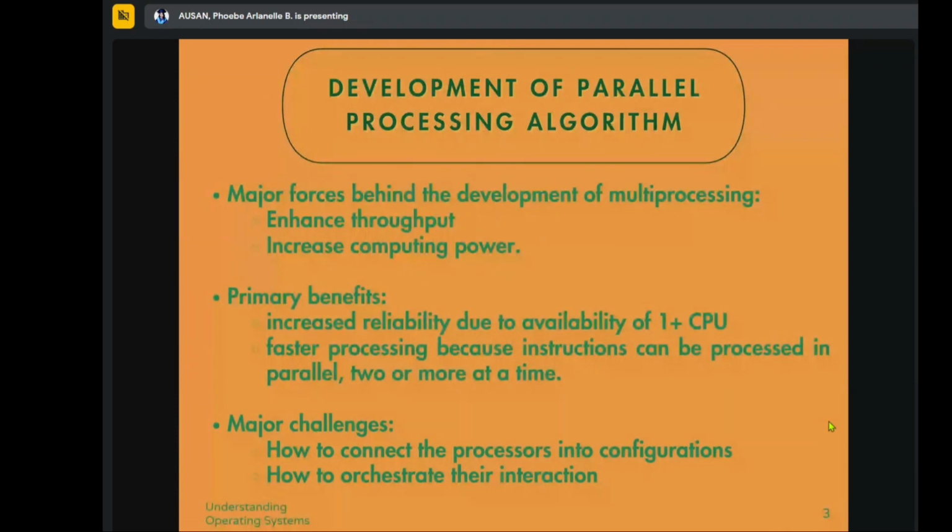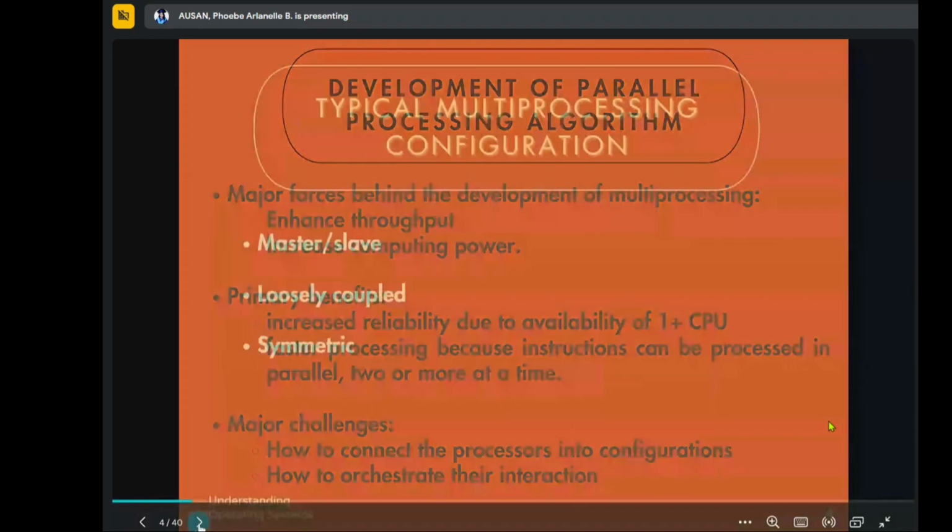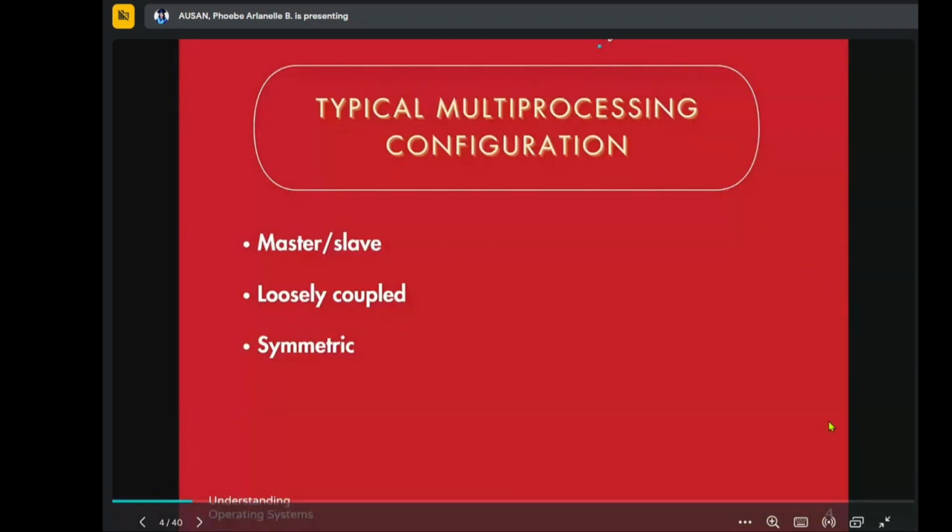Fabi Ausan will continue the discussion about parallel processing algorithms so that you understand more about our topic. Thank you. Thank you, Myrna. As you know from the earlier discussion of Myrna May Cotera, it's about parallel processing. In my topic, I'll be reporting about typical multiprocessing configuration.